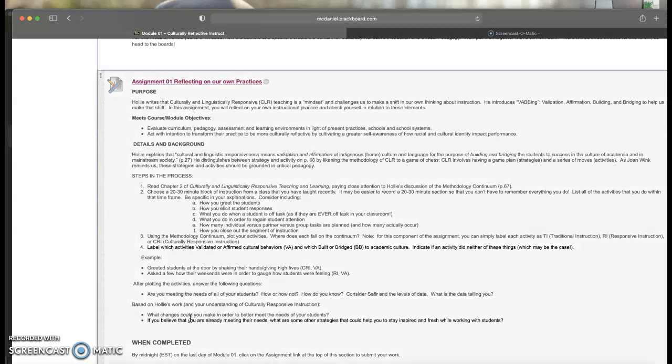After you've done that, after you've plotted those, write a 1 to 2 page reflection. Think about, are you meeting your students' needs based on this? What data are you looking at? What is the data telling you? What changes should you make? And if you already believe you're meeting the needs of your students, then what strategies are helping you to stay inspired and helping to keep you fresh? Again, 2 major steps: looking at your behaviors, plotting them and labeling them, and then writing a 1 to 2 page reflection. It doesn't have to be long. Just start to get you thinking.